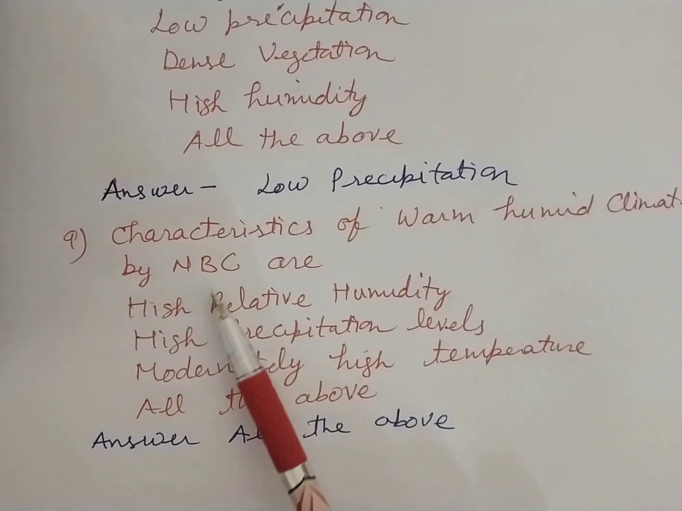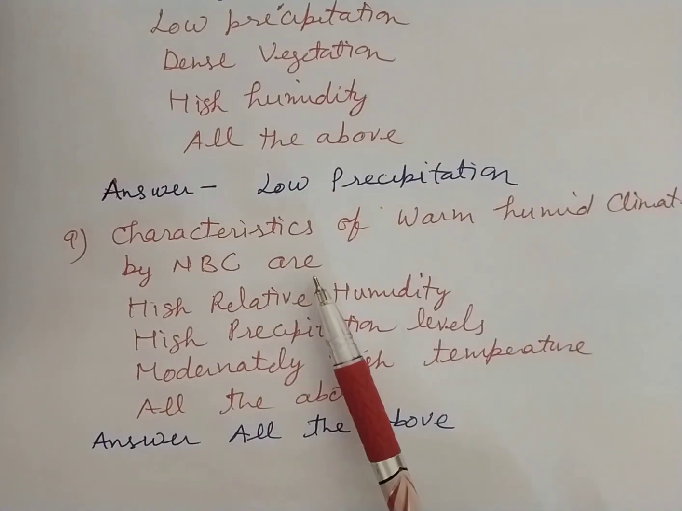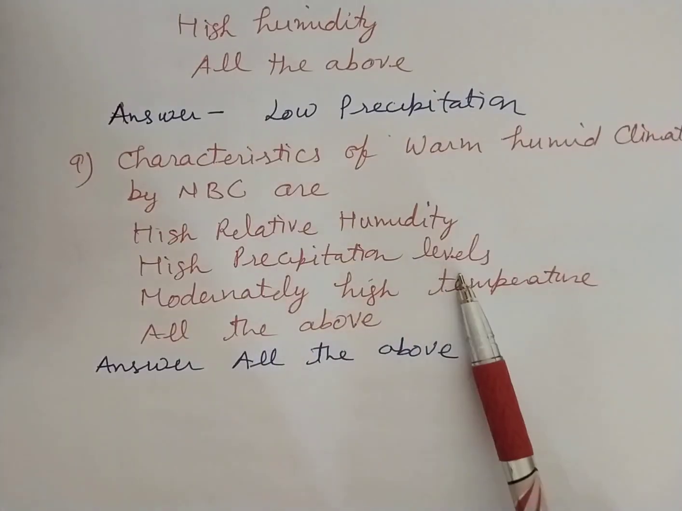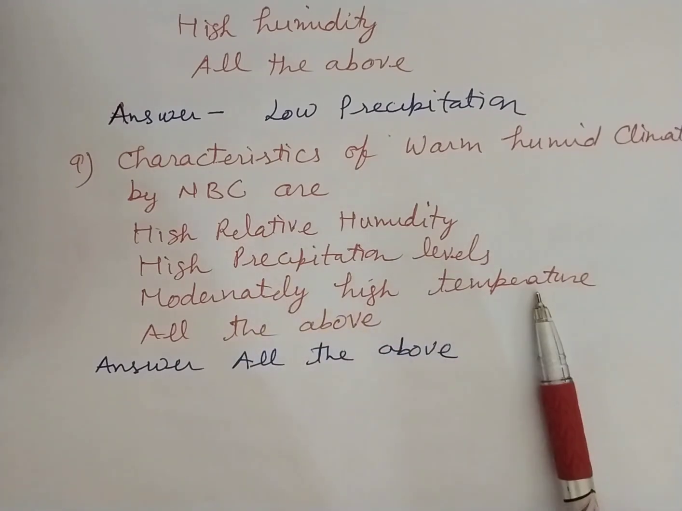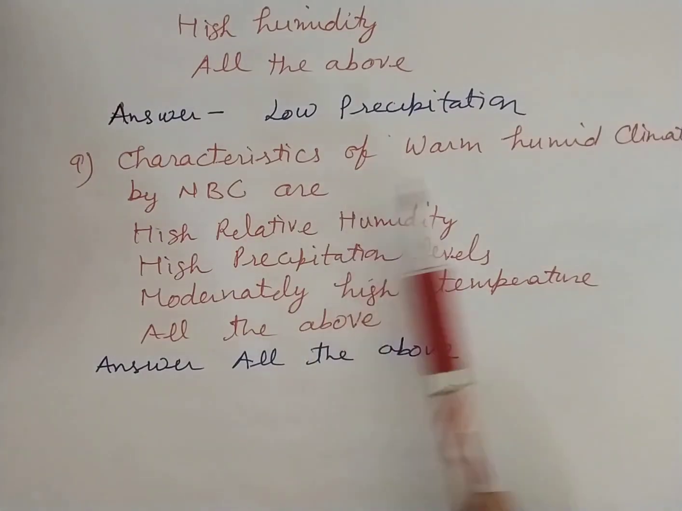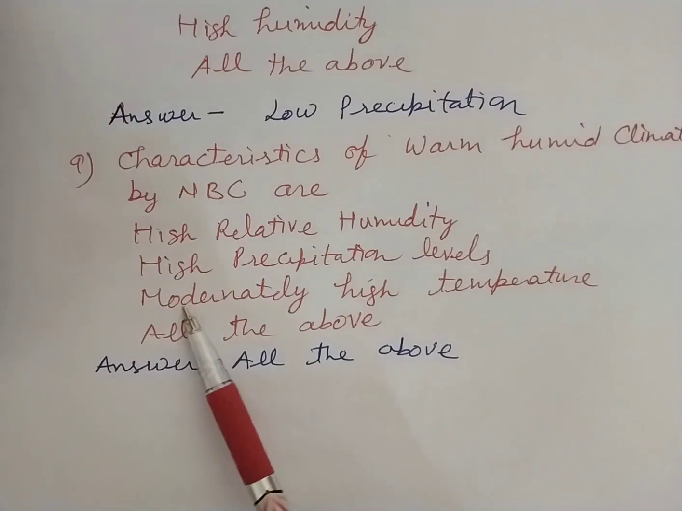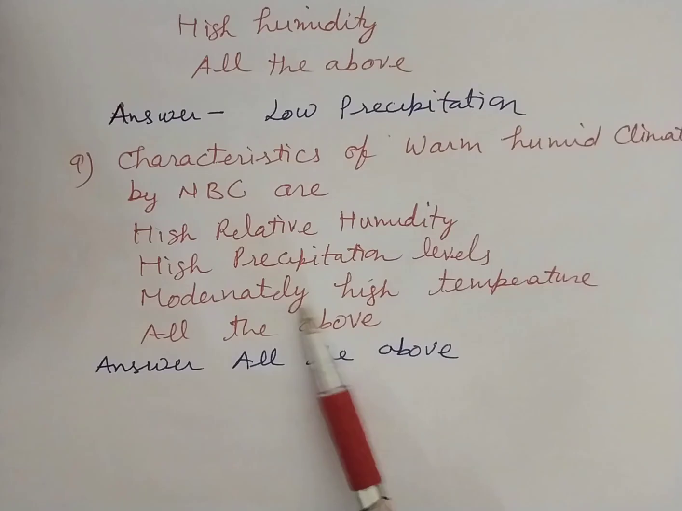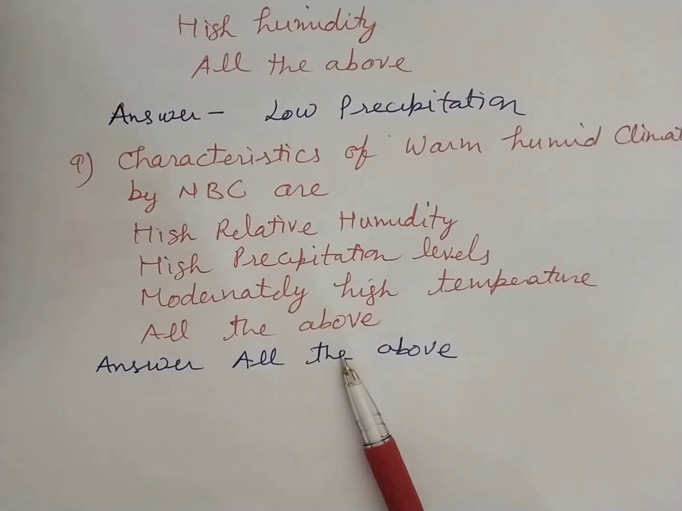Now coming to question number 9. Characteristics of warm humid climate by NBC are. High relative humidity, high precipitation levels, moderately high temperature, all the above. Answer is all the above. Characteristics of warm humid climate by NBC depend upon all these 3: high relative humidity, high precipitation level and moderately high temperature. Alright, so the answer is all the above.